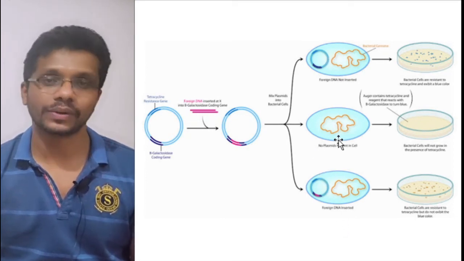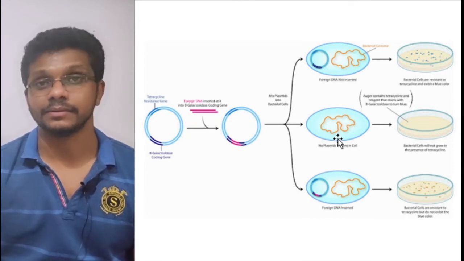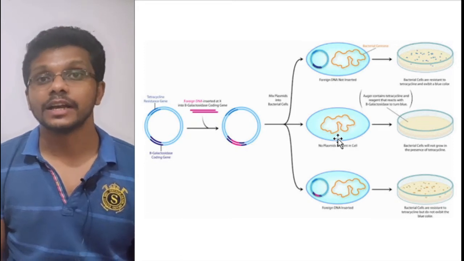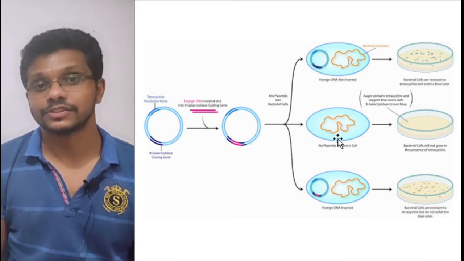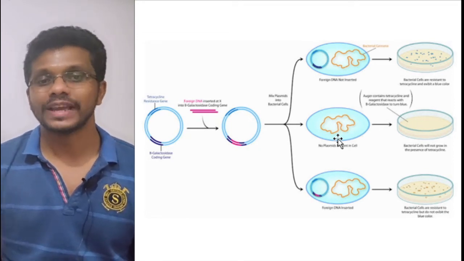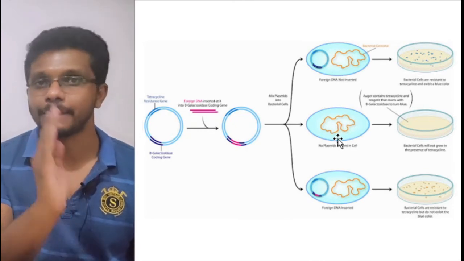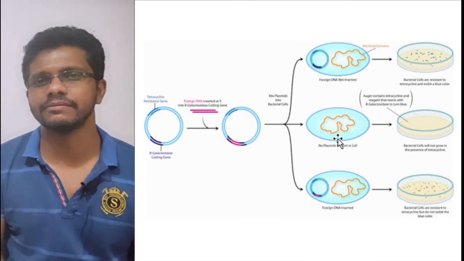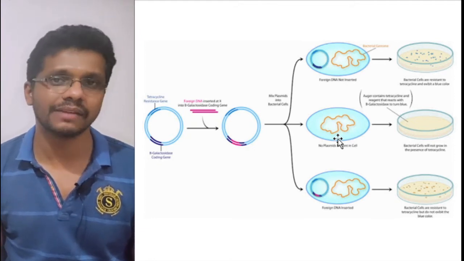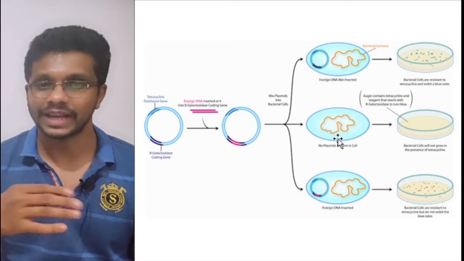The first one, the non-transformed cells. The non-transformed cells will be sensitive to ampicillin, because normal Escherichia coli is sensitive to ampicillin, and if the cell is not transformed with pUC18, it will remain sensitive. Our selection medium will have ampicillin, X-gal and IPTG. As the medium has ampicillin, the non-transformed cells are not able to grow. So that one will be eliminated.